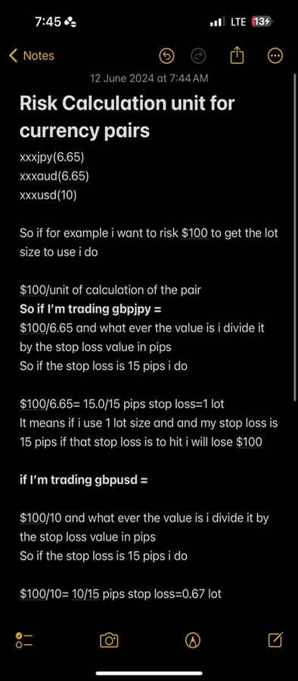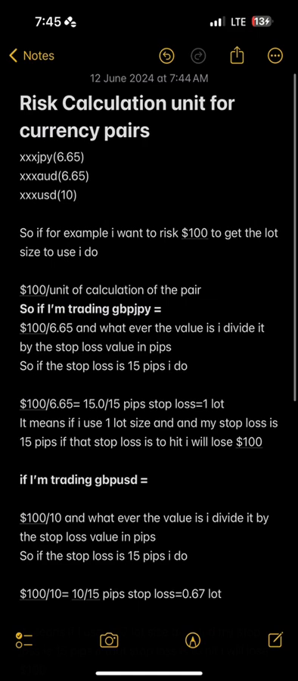So this is what I do. Let's say I want to risk $100 for a particular trade. What I do first is I know I'm risking $100. I do $100 divided by that unit of calculation for that pair. So if it's GBP JPY, I do $100 divided by 6.65, the 6.65 being the measurement unit for GBP JPY.